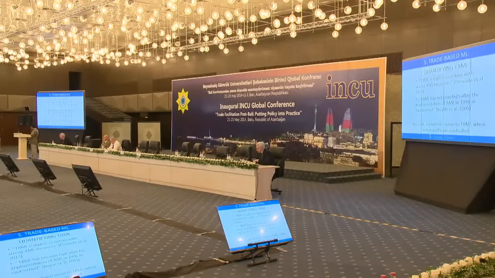Another method is the gravity model. It was used by Fawada, and he found that trade volume is strongly correlated with trade-based money laundering. So, with the expansion of trade volume, the trade-based money laundering volume will also increase. Another study also finds that trade-based money laundering is high in countries with strong anti-money laundering measures. That means launderers move to trade-based methods when other channels are controlled.